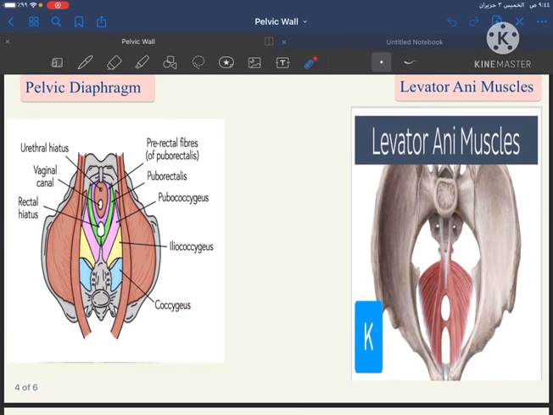This diaphragm is incomplete anteriorly. Why? Because it allows passage of the urethra and the vagina in the female, and only the urethra in the male.